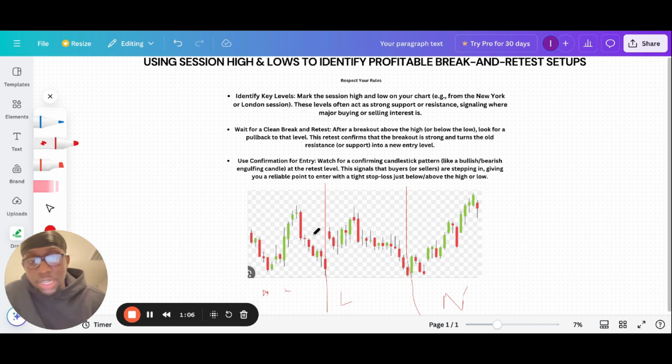But even if you trade in London or Asia, you would just mark out the previous sessions and use those as your boundaries, your levels, because all that is liquidity. They let you know where big orders happen, and we want to be where the big orders happen because that's where the money moves, right?